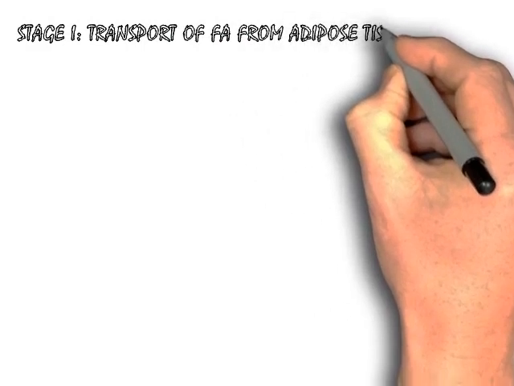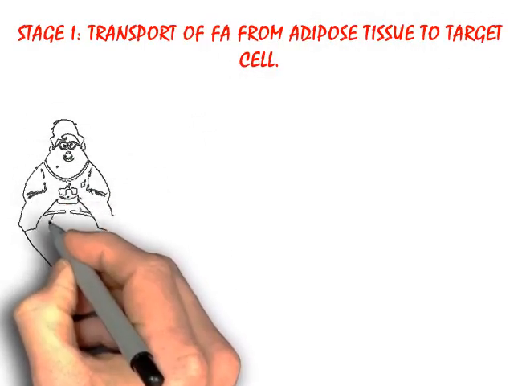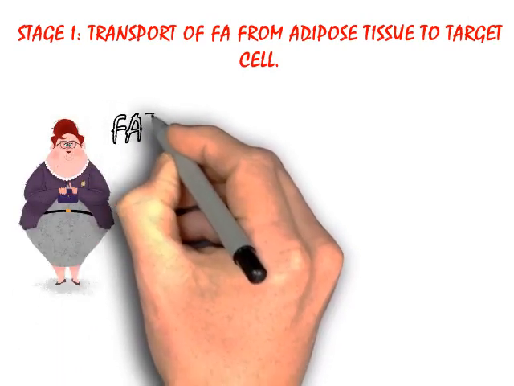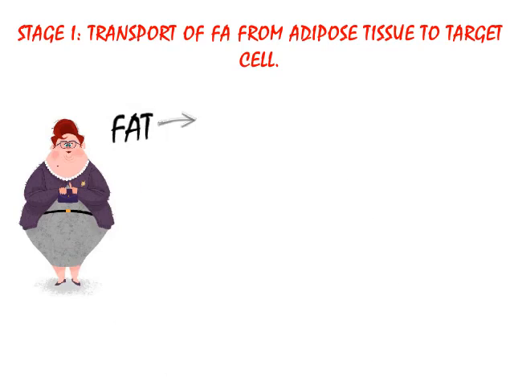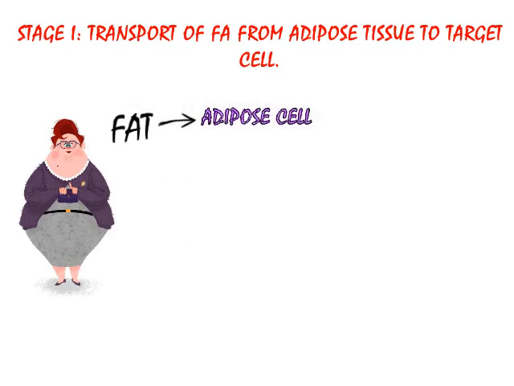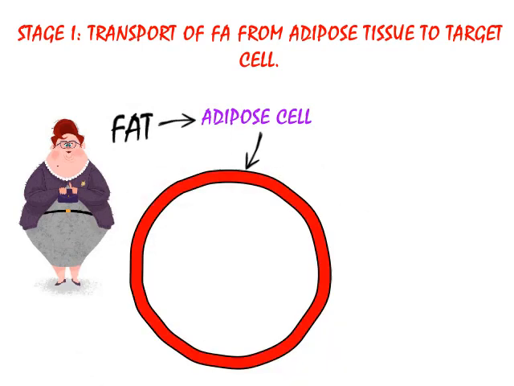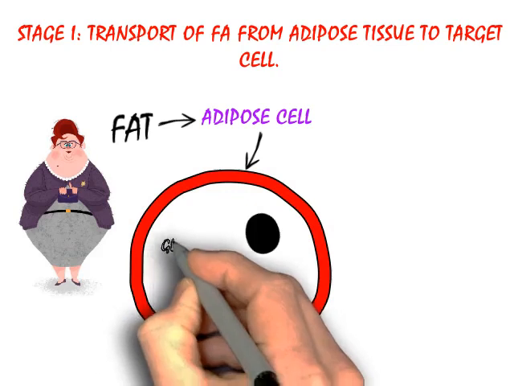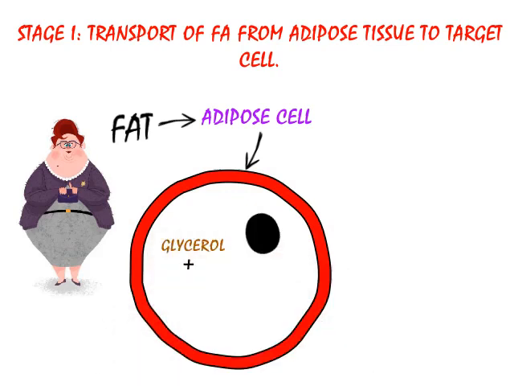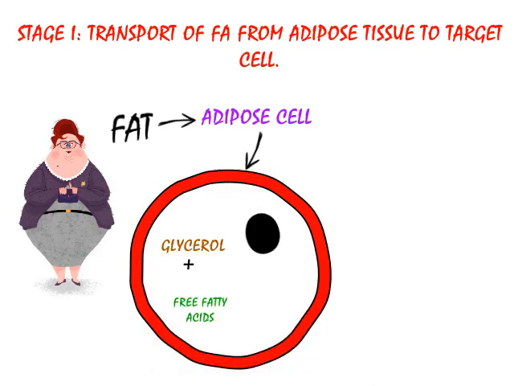First of all, stage 1, that is transport of fatty acid from adipose tissue to target cell. As we all know, fat consists of adipose cells, and adipose cells consist of triglyceride. If you take a look in the adipose cell, triglyceride is composed of a glycerol molecule that is attached to 3 molecules of fatty acids, or we can also say that it is attached to 3 molecules of free fatty acids.